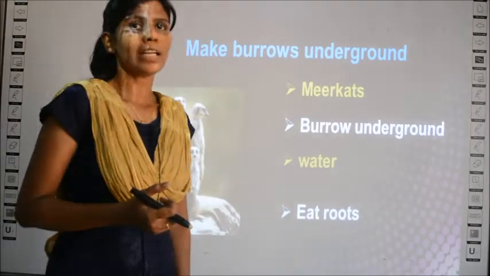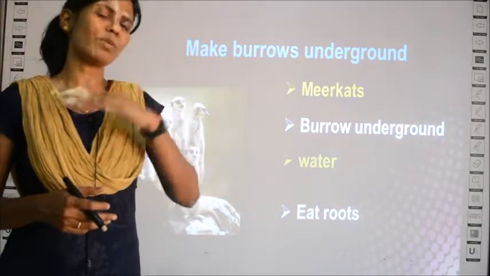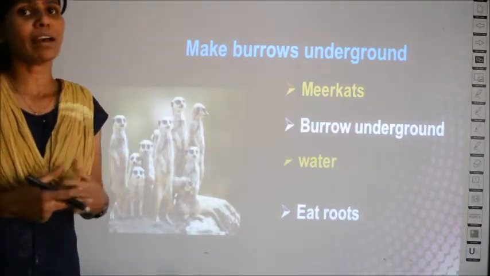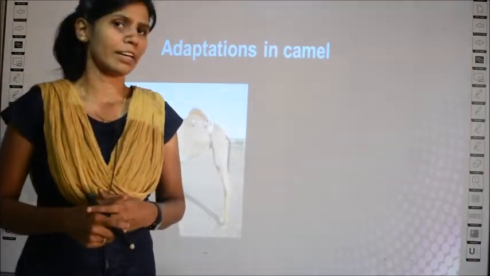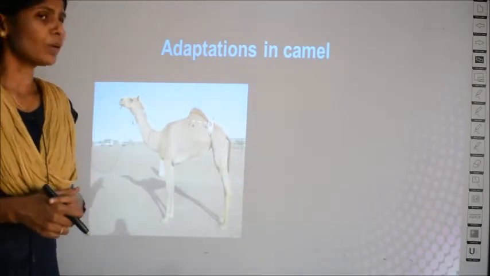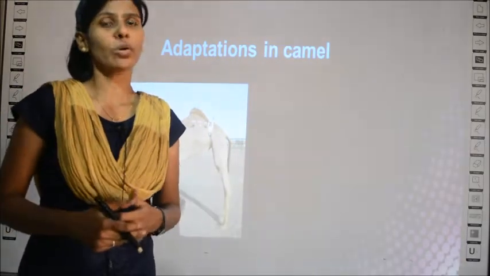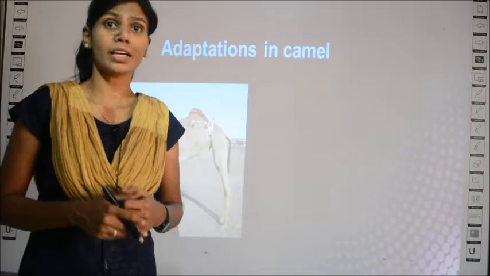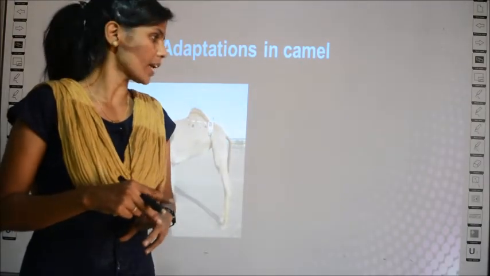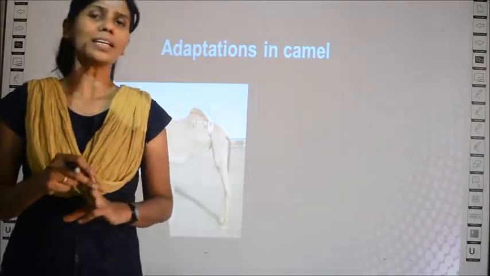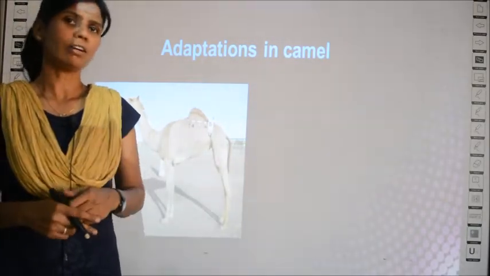And the second advantage is they start eating the roots of plants. Certain roots will be below the ground level, so they make the burrow, and when they don't have any feed to eat, they start eating the roots of plants, and somehow they manage to survive. This is the fourth adaptation. So meerkats make underground burrows, and by doing so they have two benefits. One is they take in the water which is present underground, and the second is they eat the roots of the plants available in the underground regions.